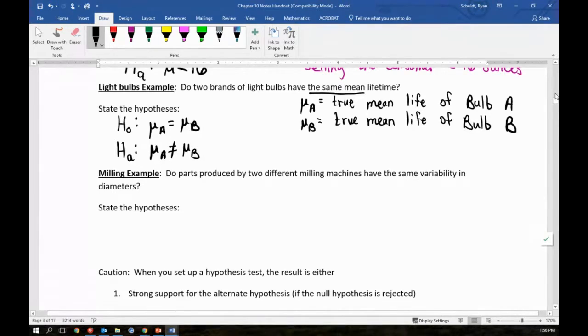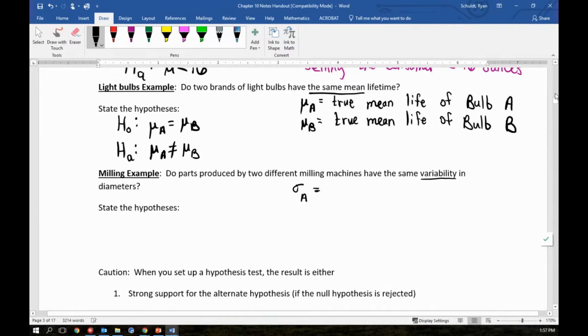Next one. Do parts produced by 2 milling machines have the same variability in diameter? Now we're talking about variability. What population characteristic deals with variability? Standard deviation and variance, yep. So we can either use sigma or sigma squared here. Either one works. I'm going to use sigma.